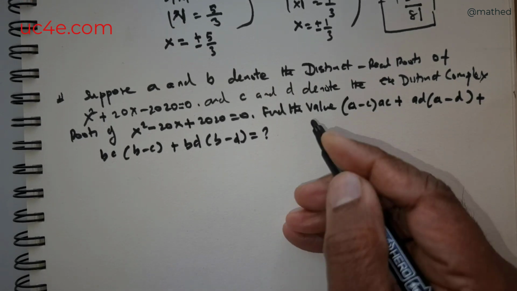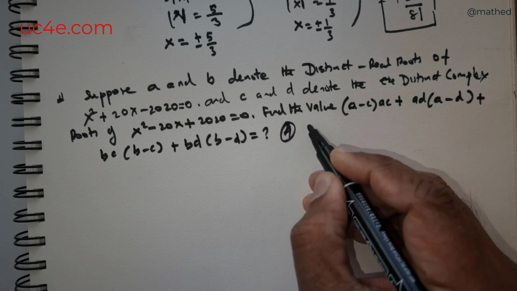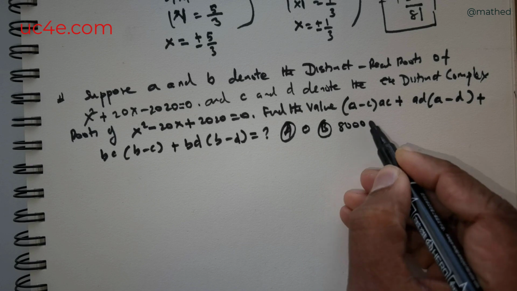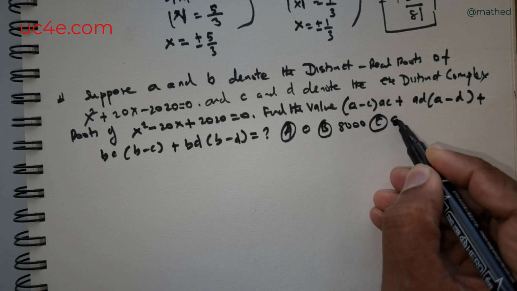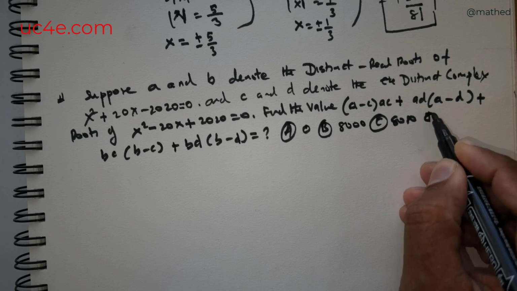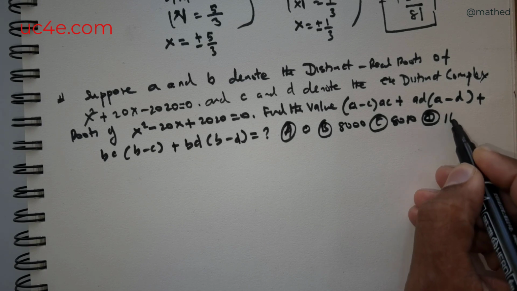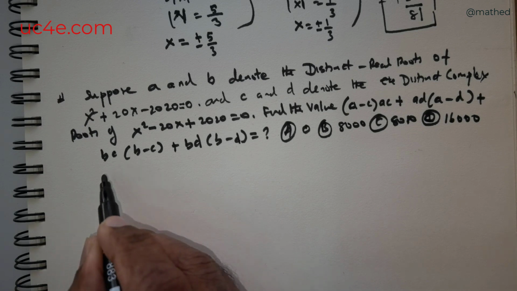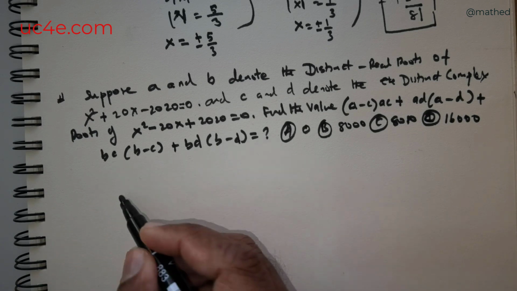Now you've been given four choices. Choice A is 0, choice B is 8000, C is 8080, and choice D is 16,000. So the question is straightforward.